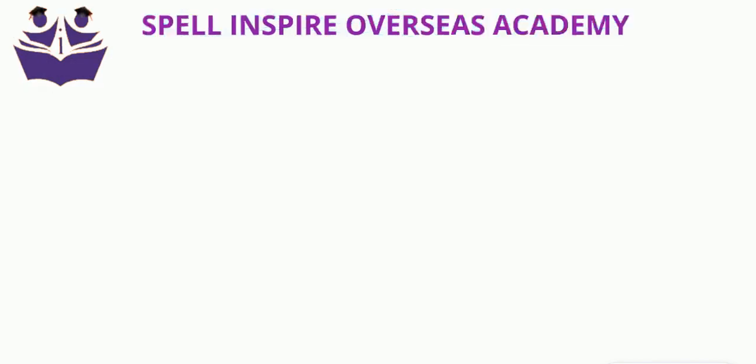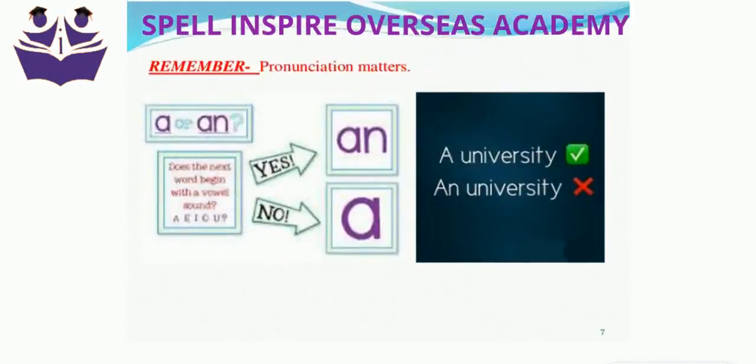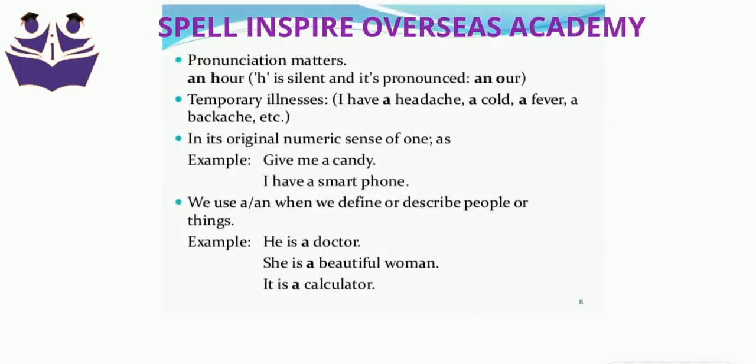So pronunciation matters: does the next word begin with a vowel sound? A, E, I, O, U. So you have to say a university, not an university. And an hour, where the H is silent in hour, and an R is pronounced as a vowel sound, as in an R, also for temporary illnesses.